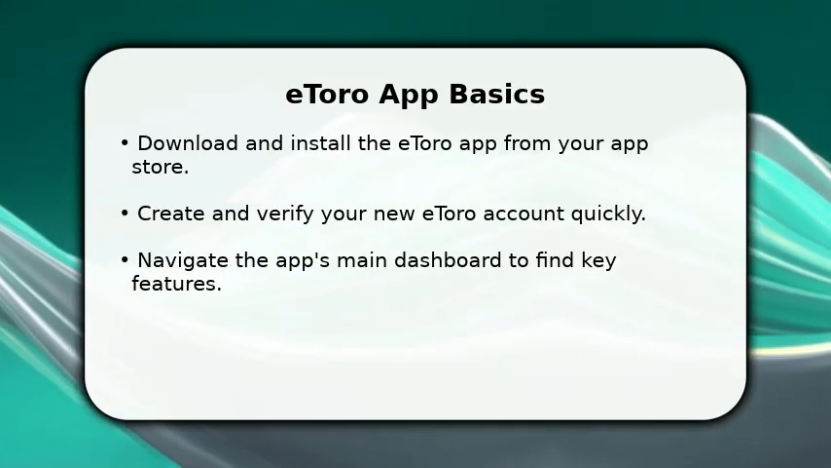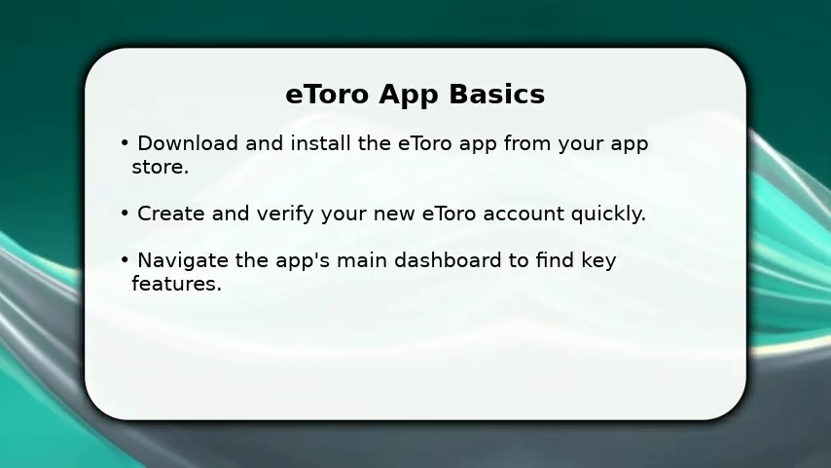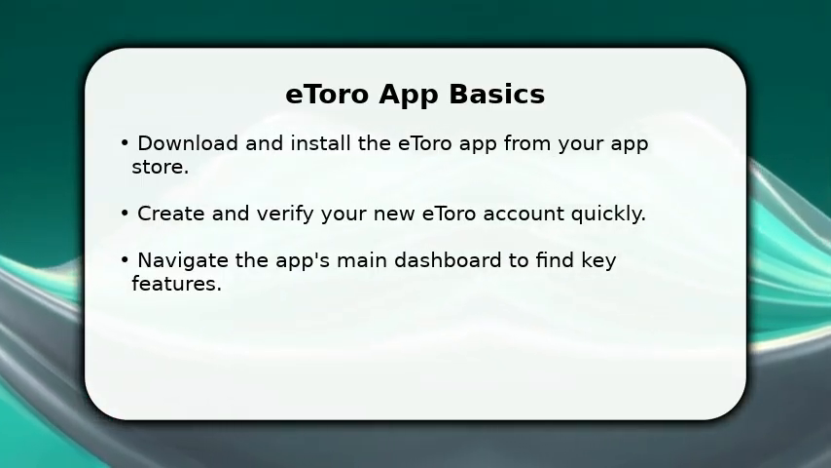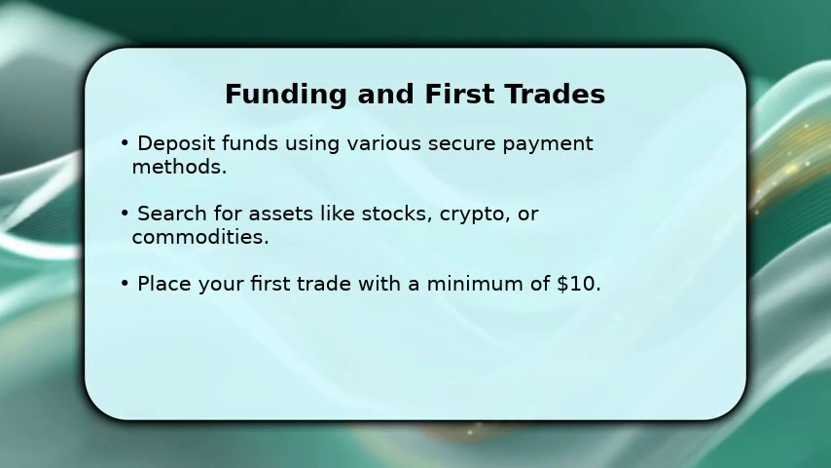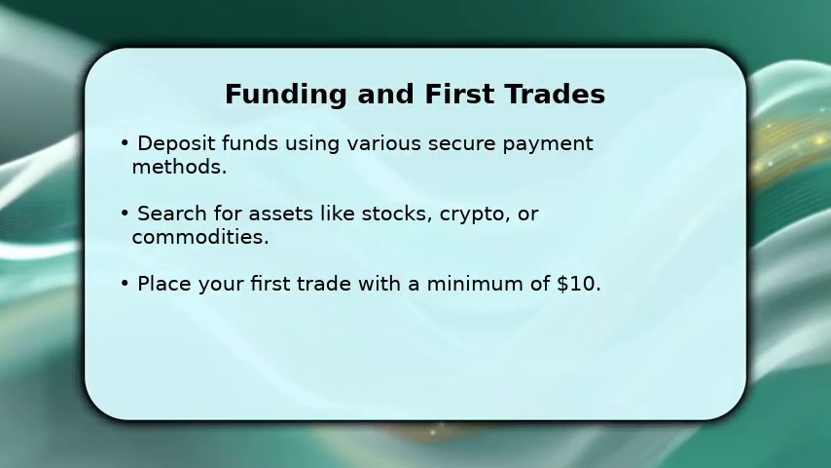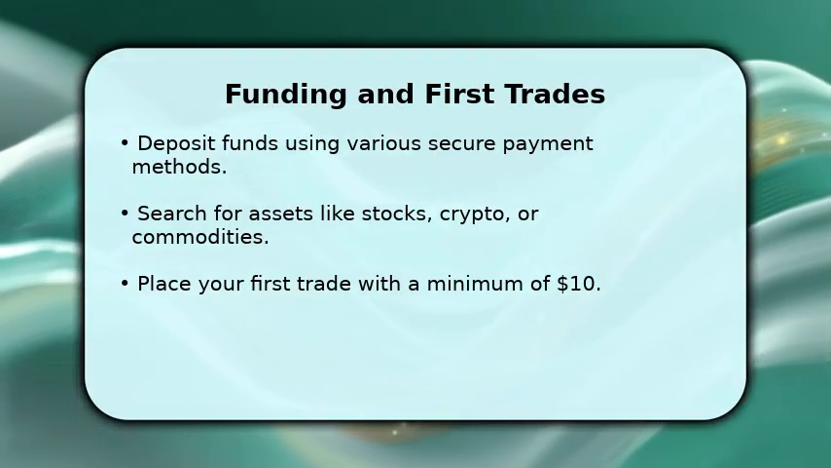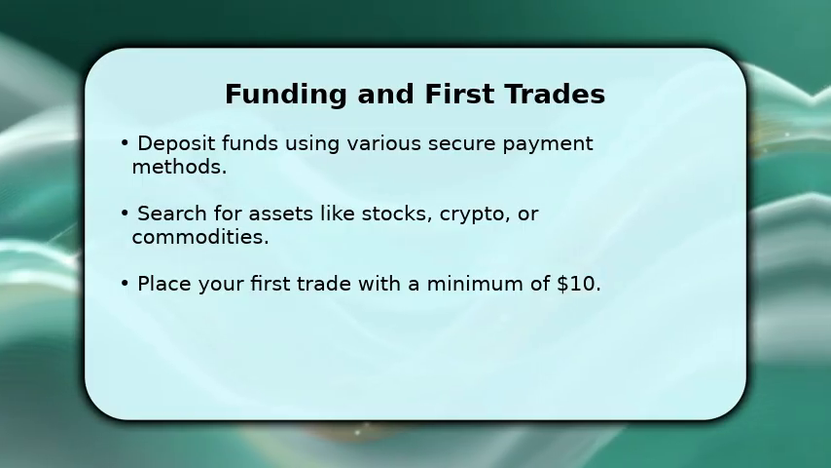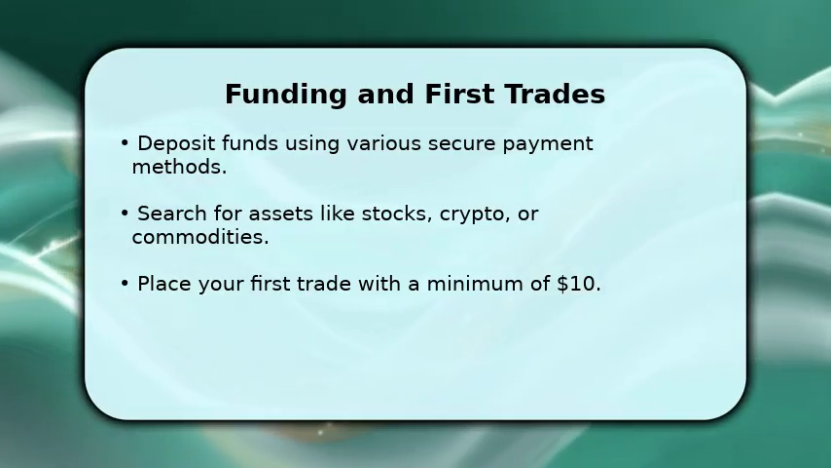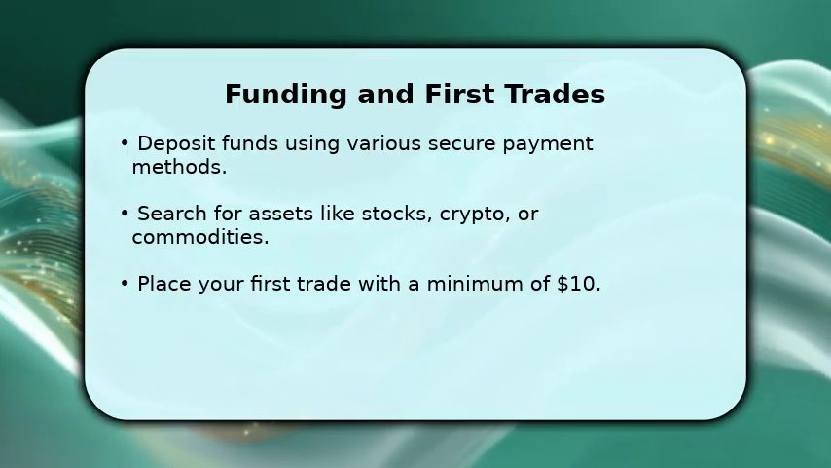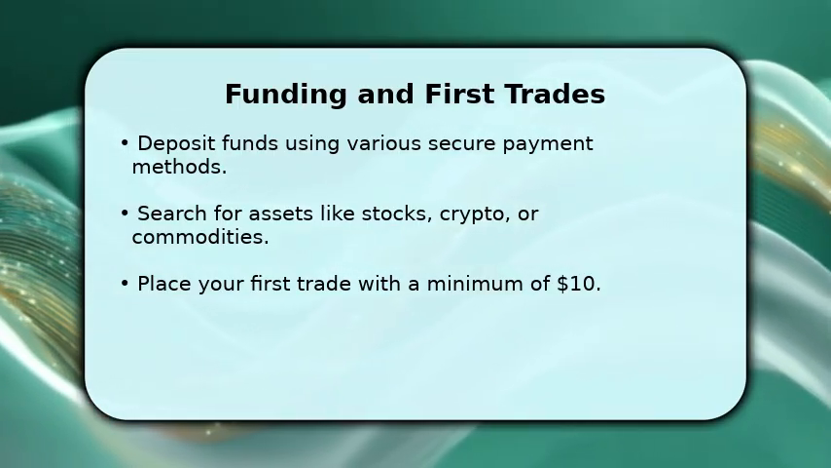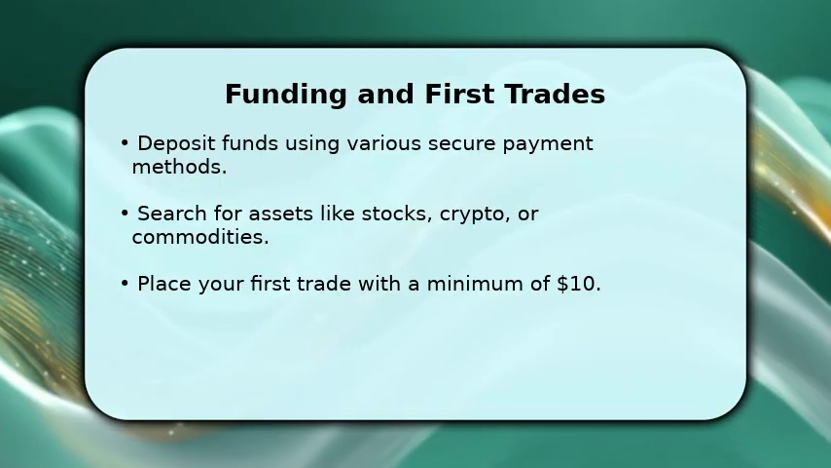This central hub provides quick access to your watch lists, portfolio, and the discovery section, making it easy to start exploring. Now let's get your account funded. eToro offers several deposit options, including bank transfers, credit cards, and e-wallets, often with a minimum deposit of $50. Once funded, use the search bar to find assets you're interested in, such as Apple stock or Bitcoin.